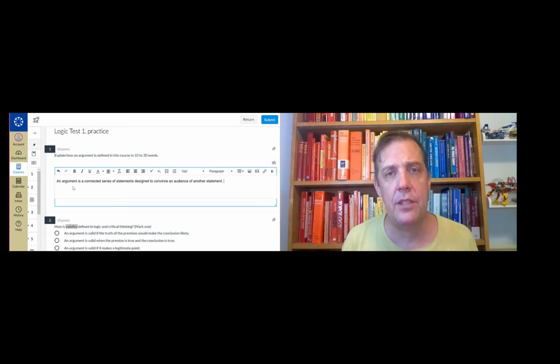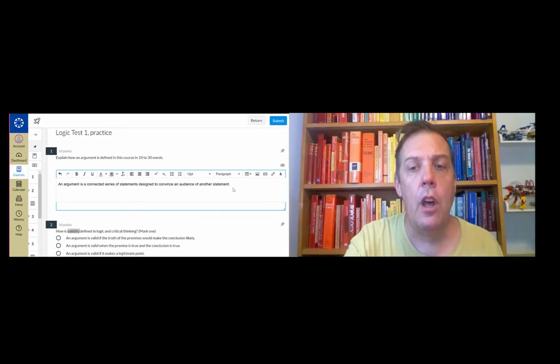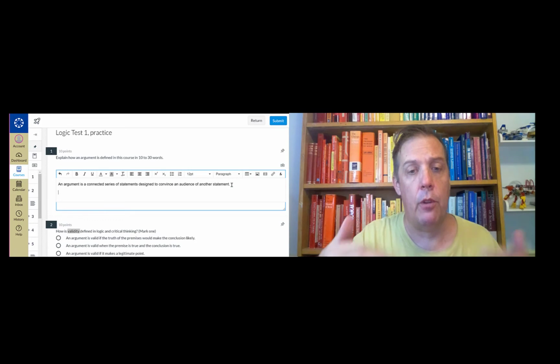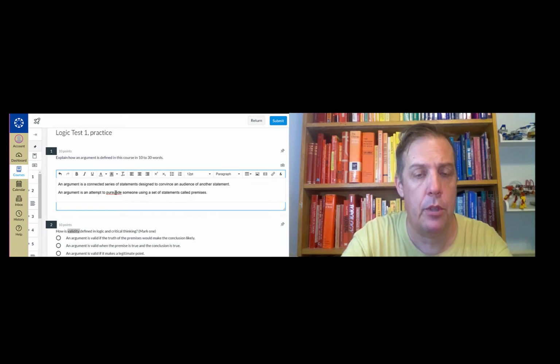And those are the two basic elements of argument in logic and also in critical thinking. So another example of an acceptable definition of argument for this course would be something like, an argument is an attempt to persuade someone using a set of statements called premises. So that would also be acceptable, and it helps to spell persuade correctly.